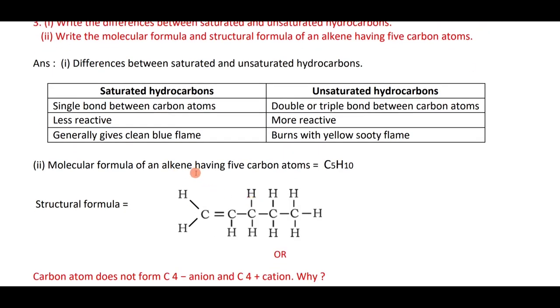The general formula is CnH2n, actually. For alkane it is CnH2n+2. Alkene is CnH2n. Alkyne is CnH2n-2. For 5 carbon atoms, because it is alkene, a double bond will be present.